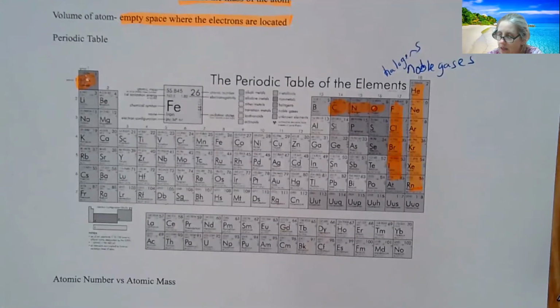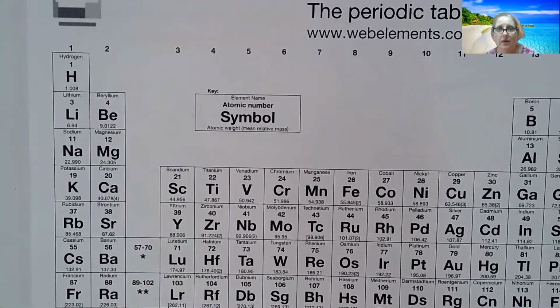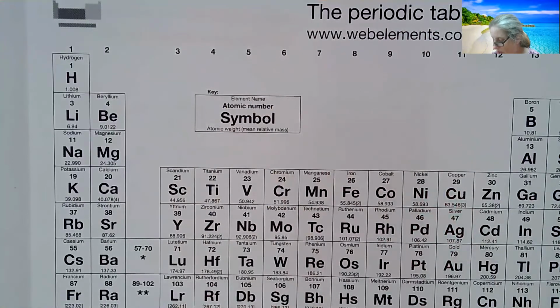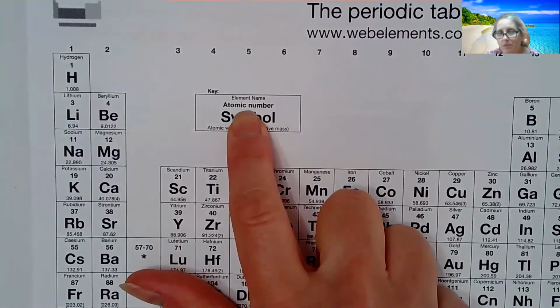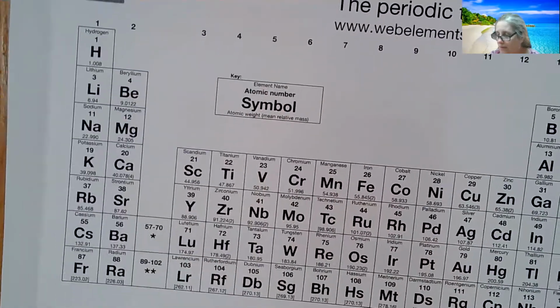So realize that on the periodic table, this one is pretty small, so I don't know if you can see it, but every periodic table has what we call a key associated with it. And this key has where you're going to find different bits of information. So remember that the top is always what we call the atomic number. The bottom is called the atomic weight. We're going to talk about each one of those.